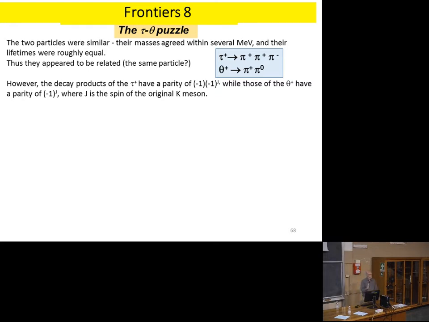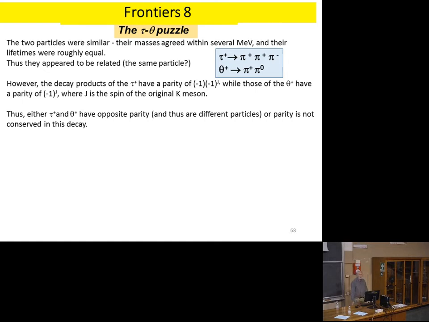And so there was some feature of this, this is the first hint of this parity problem that exists in weak decays. And so the resolution of this was that either the tau and the theta, these two particles, have the opposite parity, therefore they're different particles, or parity itself isn't conserved in the weak decay. So that was the dilemma that existed at that point.